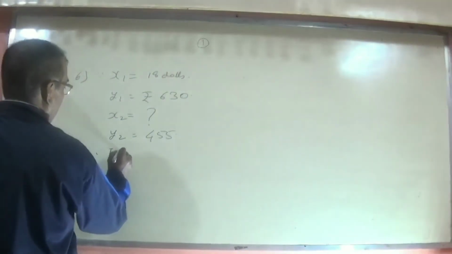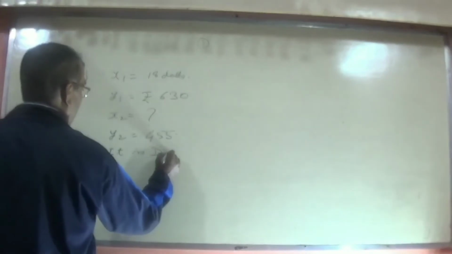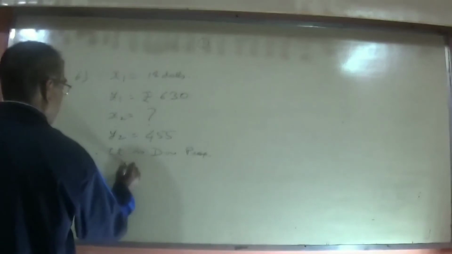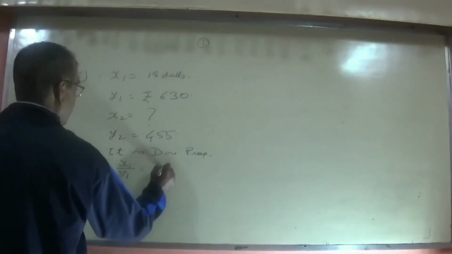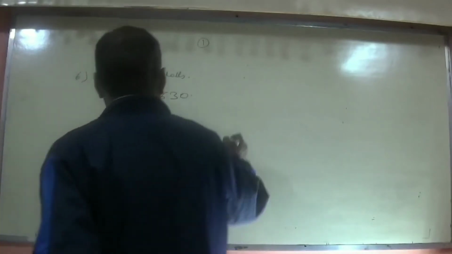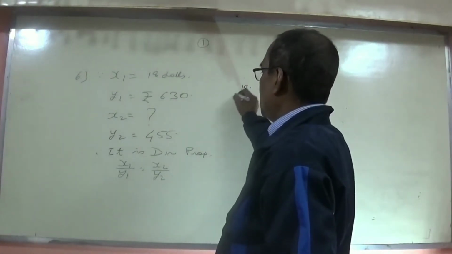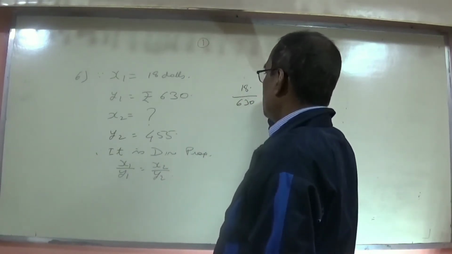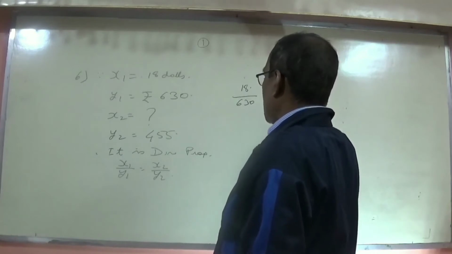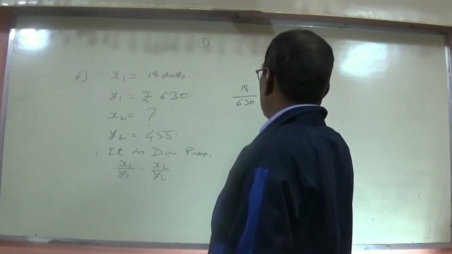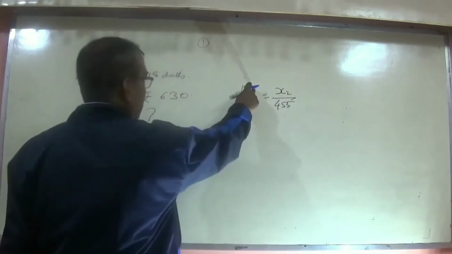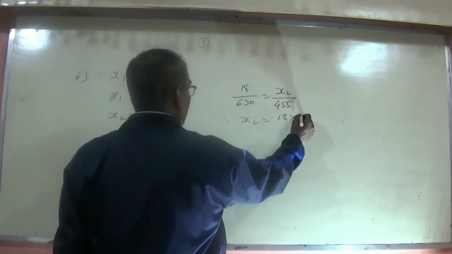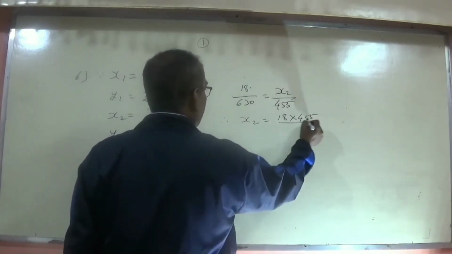Since it is direct proportions. So therefore formula x1 by y1 is equal to x2 by y2. Now put the value. x1 is 18, y1 is 630. And x2 we are not knowing, keep this one as it is. And y2 is 455. So therefore, take the cross multiplication, 455 is coming here, and x2 you will get directly. So 18 into 455 by 630.